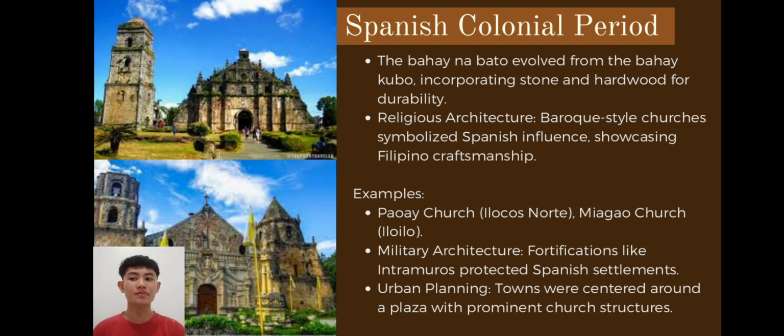And also, during the Spanish colonial period, military architecture emerged. The Spaniards needed to defend their settlements. The most notable example is Intramuros, the walled city of Manila. Intramuros served as a fortress with thick walls and strategic layouts to protect the colony from invasions.